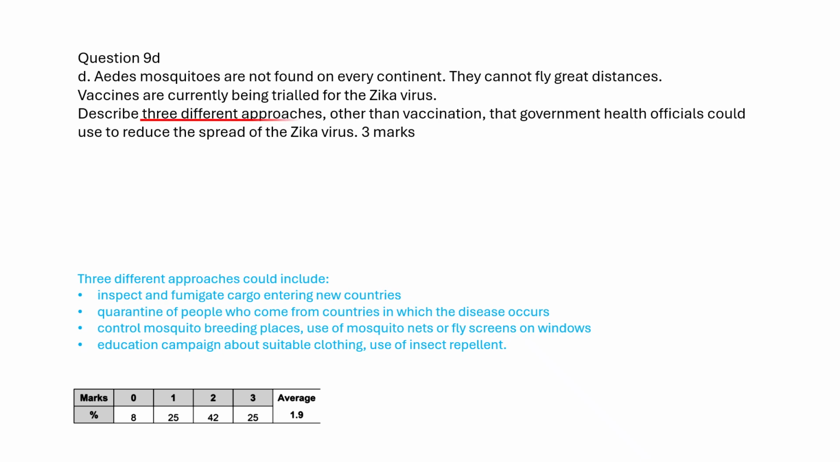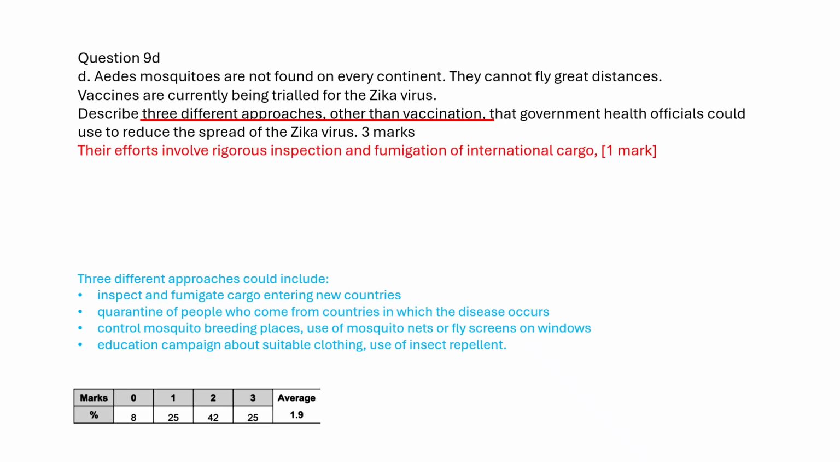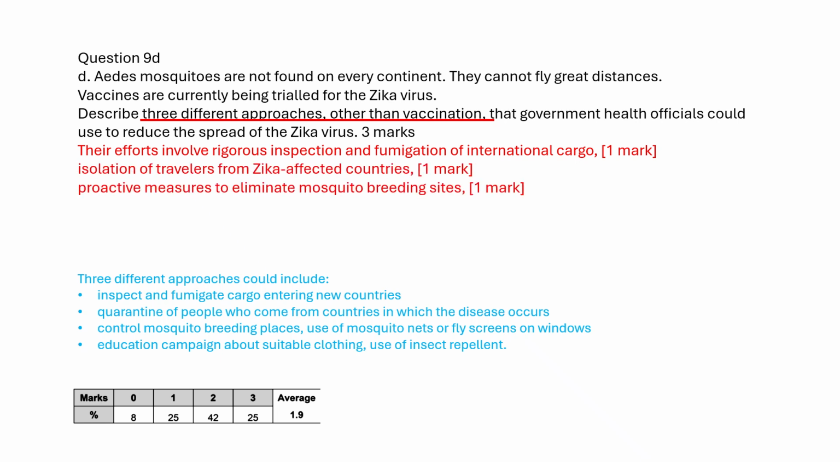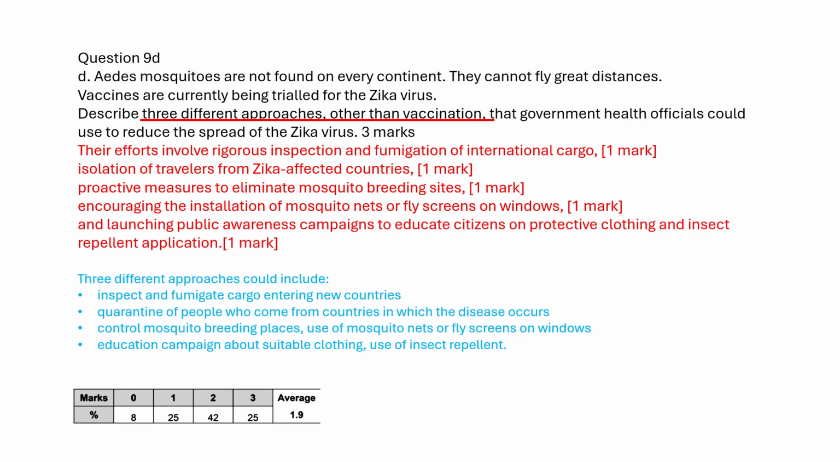Beyond the ongoing trials for Zika virus vaccines, governments are taking a multi-pronged approach to combat the disease. Their efforts involve rigorous inspection and fumigation of international cargo, isolation of travelers from Zika-affected countries, proactive measures to eliminate mosquito breeding sites, encouraging the installation of mosquito nets or fly screens on windows, and launching public awareness campaigns to educate citizens on protective clothing and insect repellent application.